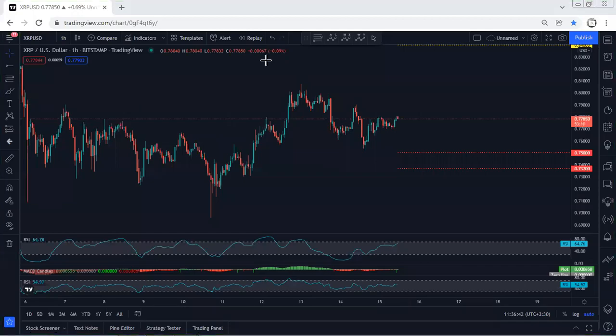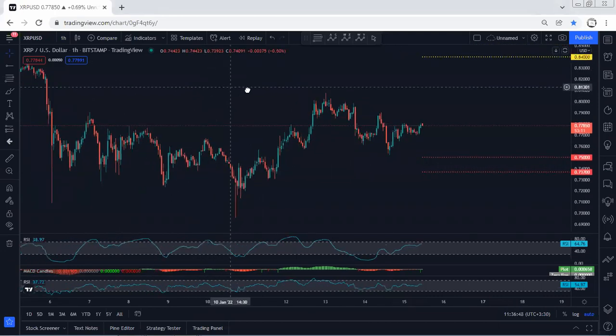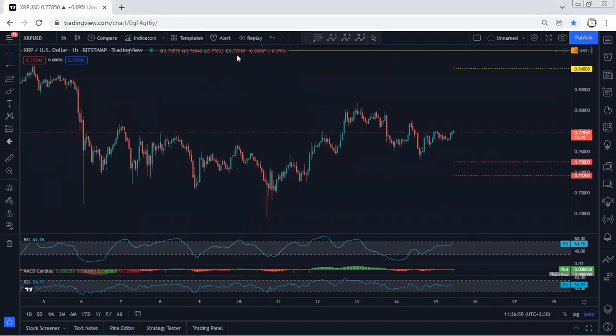XRP, we start with 1 hour chart. Just I want to give a quick update. And if we revert our analysis, since the price was here, we discuss how we can look for trade. We discuss about the reversal. That is what we get. And right now we're looking at this correction.